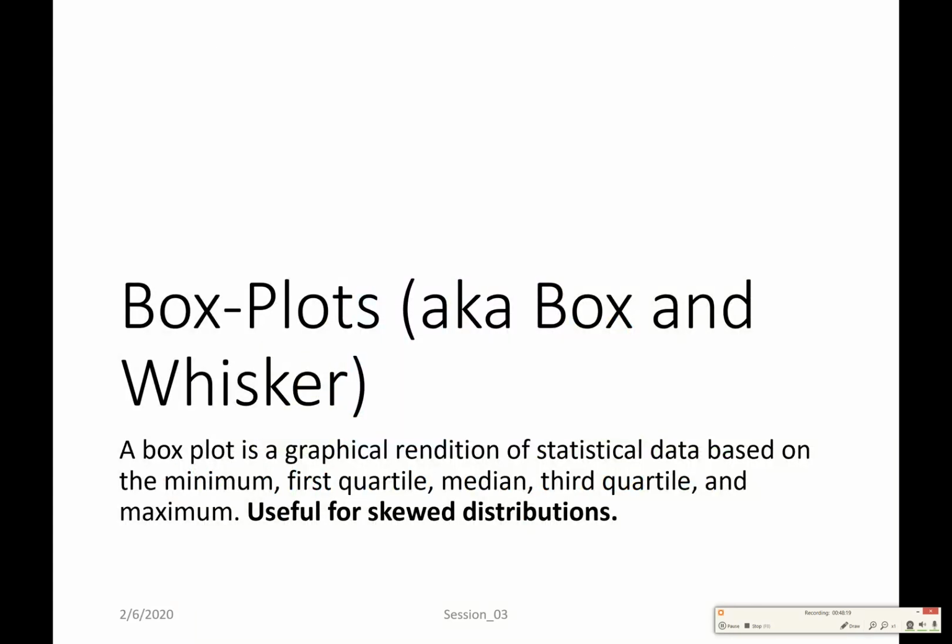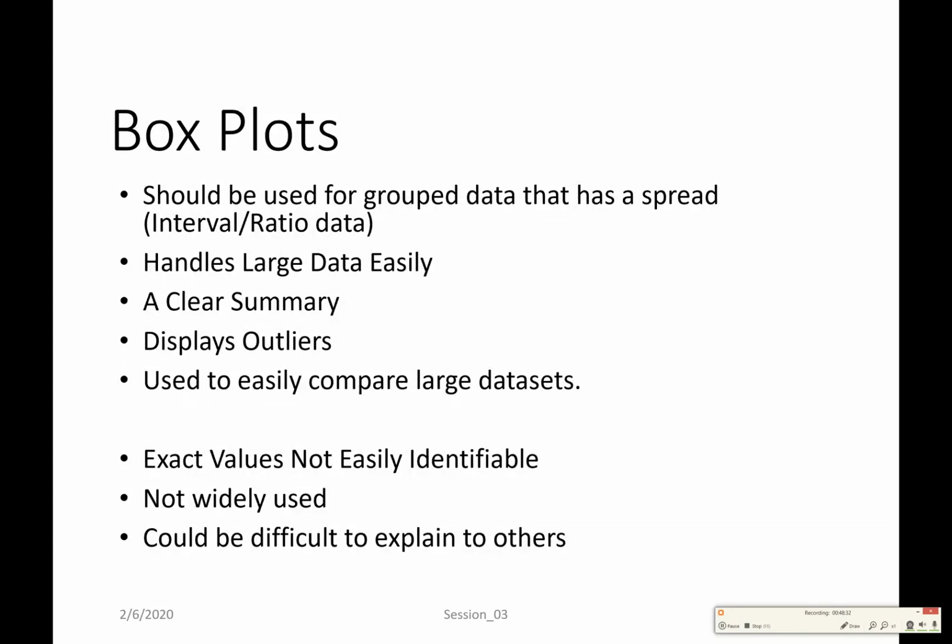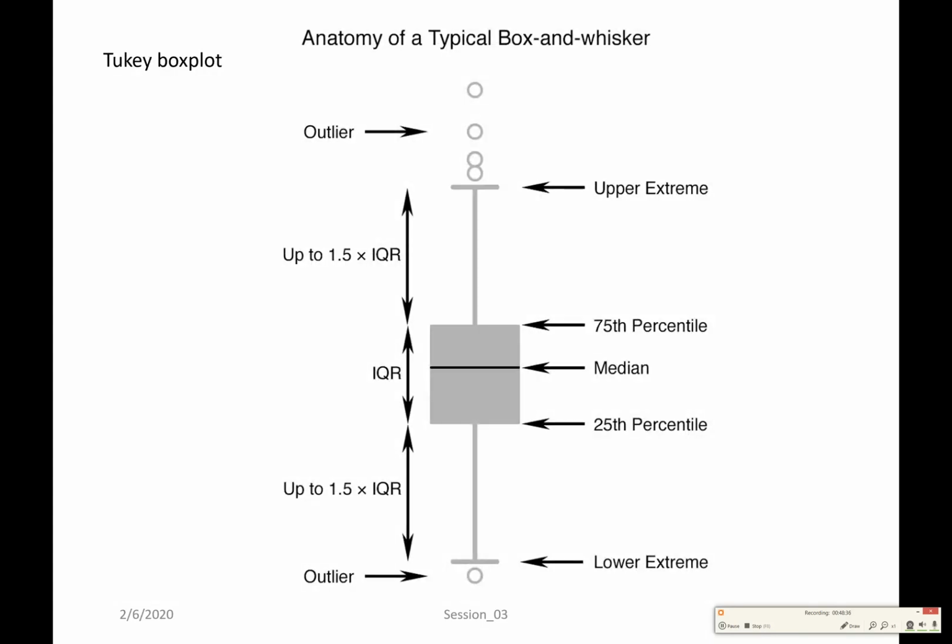Box plots and whiskers. Box and whisker. Okay, so this is very useful when you have skewed distributions. You don't see this a lot, but when you have skewed distributions, it does help. Let me just jump into it.